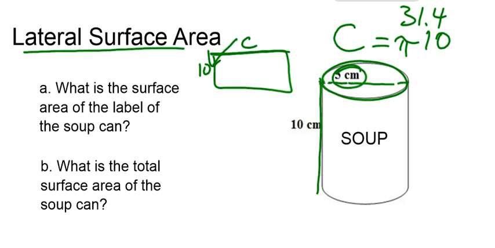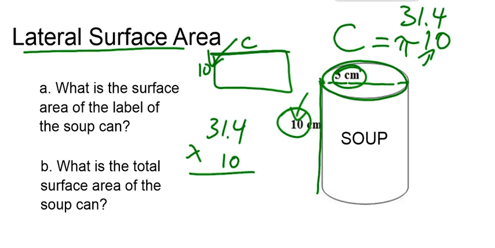and then we're going to go ahead and multiply that by the height of 10. So we realize that this 10 was the diameter, our second 10 is the height. So we're going to take this 31.4 and multiply by 10, just like that. And by doing that, we have found the lateral surface area, which is 341 centimeters squared.